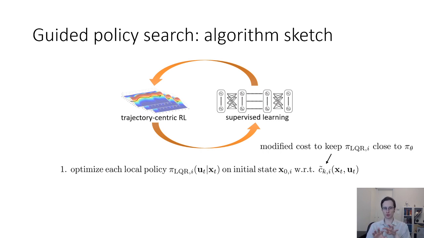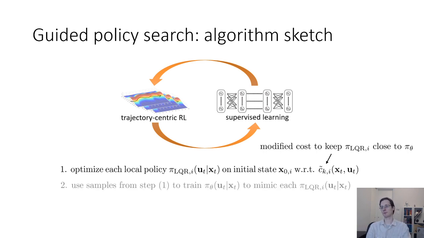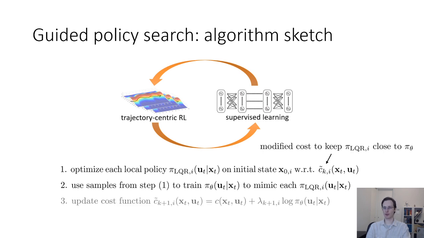If all the different local solutions do very different things, if they disagree, they might be difficult to synthesize into a single πθ. And then you use the samples from step 1 to train your global policy πθ with supervised learning to mimic all of the πLQR solutions together. And then you would update your cost function with an additional term for each of the local solutions that keeps them close to πθ. So you would add log πθ times some Lagrange multiplier. And this could be treated as enforcing a KL divergence constraint. So this is a Lagrange multiplier. And then repeat this process.